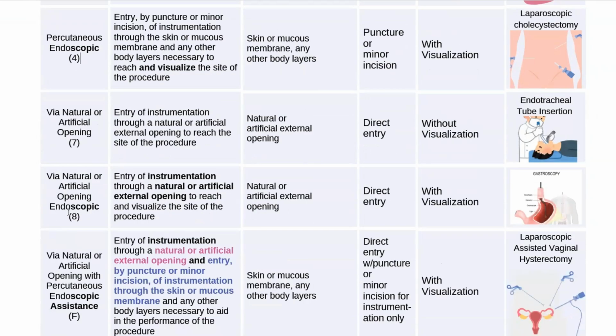Now we have a very similar one, but this involves the use of the scope: via natural or artificial opening endoscopic, which does utilize a scope. This is entry of instrumentation through a natural or artificial external opening to reach and visualize. Again, the difference between the two is that this one is to reach the site of the procedure, and this one is to reach and visualize the site of the procedure. Entry point is going to be a natural or artificial external opening. Again, we have direct entry, but in this circumstance, we have visualization.